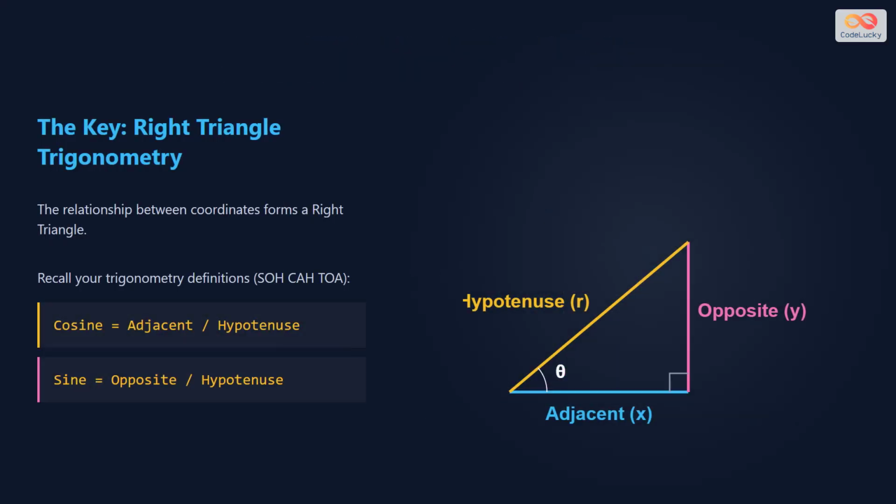Let's zoom in on that relationship. By dropping a perpendicular line from our point to the horizontal axis, we form a right triangle. This allows us to use standard trigonometry definitions, SOH CAH TOA. Specifically, we care about sine and cosine.